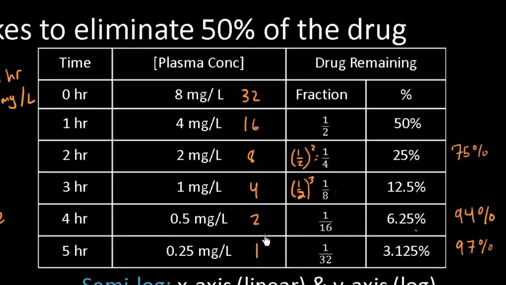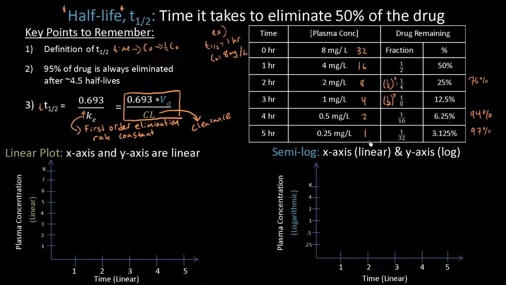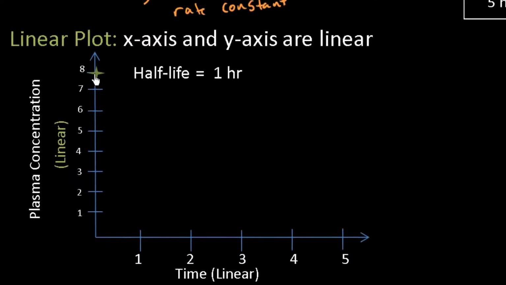So that is point 2. And the third point has to do with the first order elimination rate constant and how it relates to the half-life. And to do that, we need to graph a first order elimination rate graph using a linear plot and then using a semi-log plot. So using a linear plot, remember that the half-life is 1 hour. And so if I started at 8 milligrams per liter, after an hour I'd be around 4, and then I'd be around 2, and then I'd be around 1, and then I'd be around 0.5.